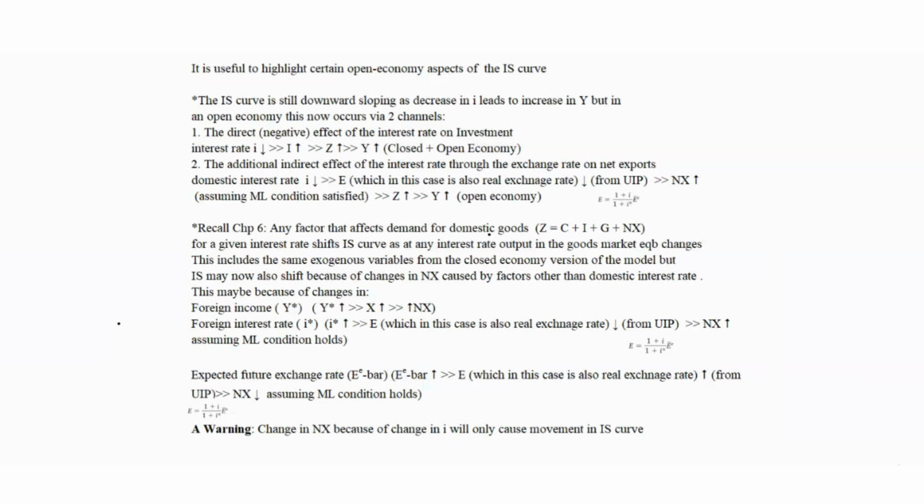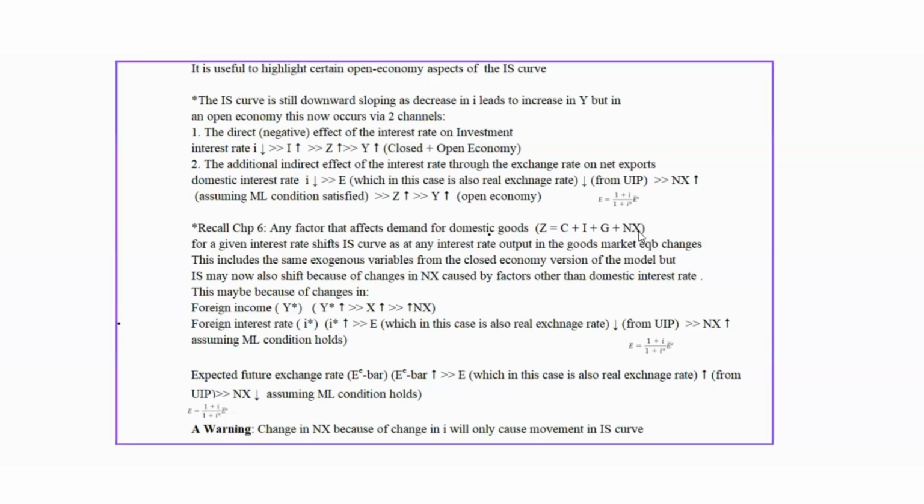But now there are additional factors that can shift the IS curve, which would include changes in net exports other than interest rate. Because, like we said, the IS curve shifts because of any factor that affects aggregate demand other than interest rate. You still have the same exogenous variables from the closed economy version of the model, but now there are additional factors, which are those that affect net exports other than the domestic interest rate.